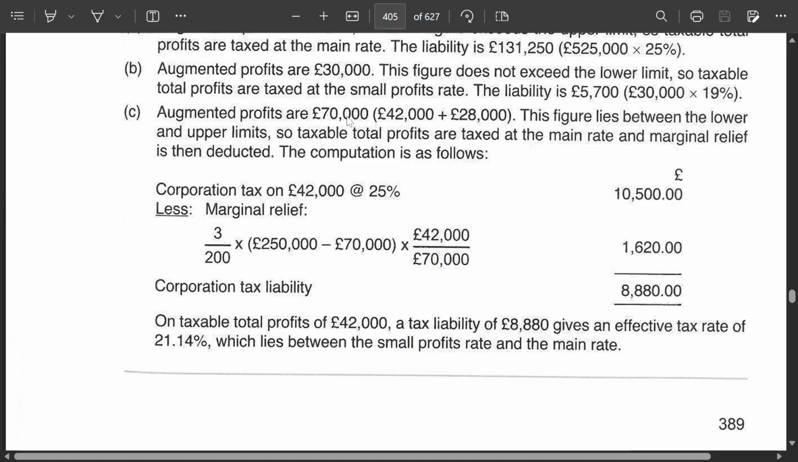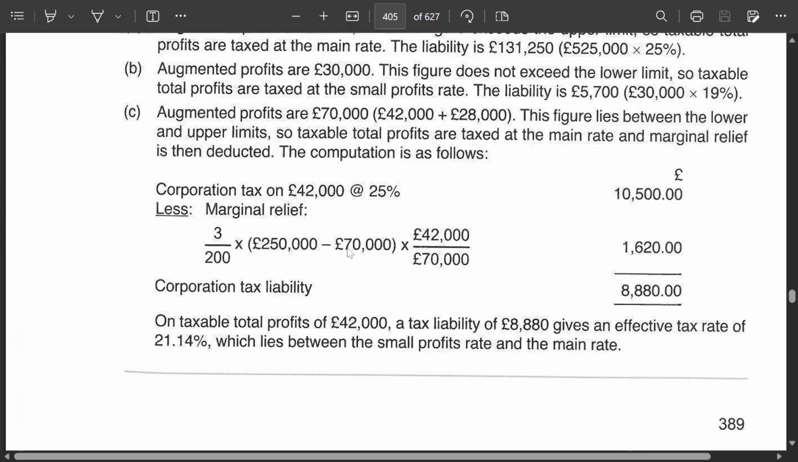Now 70,000 augmented profit lies between the 50,000 and the 250,000. So it's lying between the two limits. So now this will have a marginal relief element. Your first step is to tax the TDP at 25%, but then you have to give some marginal relief. So when you calculate the corporation tax liabilities, there are two terms. First you get the tax on the TDP at 25%, then minus the second term, the marginal relief.